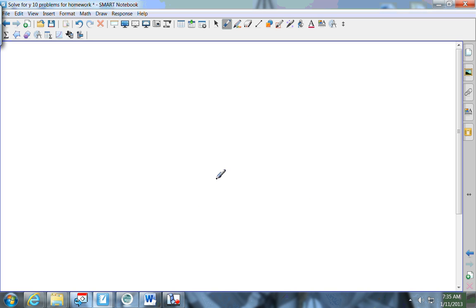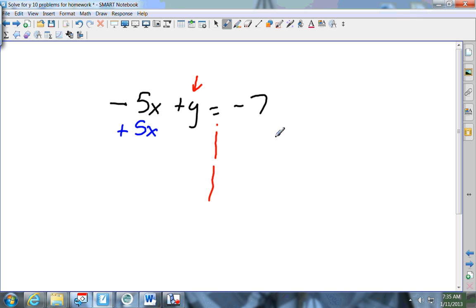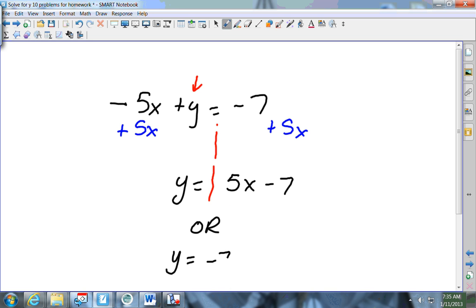Next one, we have negative 5x plus y equals negative 7. I need to get y by itself, so I'm going to have to add 5x to each side. I get y equals 5x minus 7. Now I've been writing it like this, but it's also okay to write it as y equals negative 7 plus 5x. It doesn't matter the order as long as the signs stay the same, positive and negative.